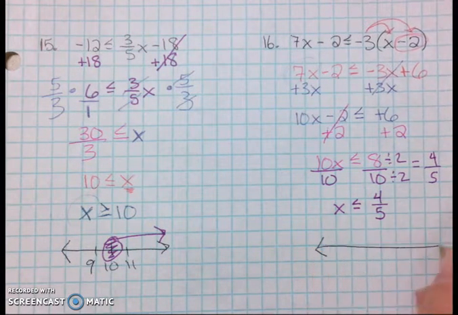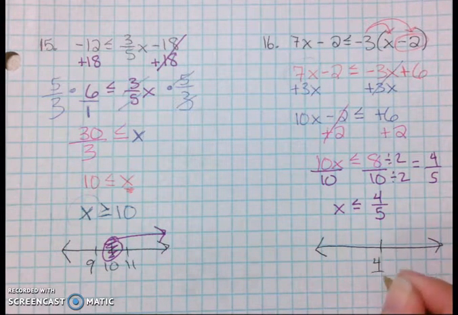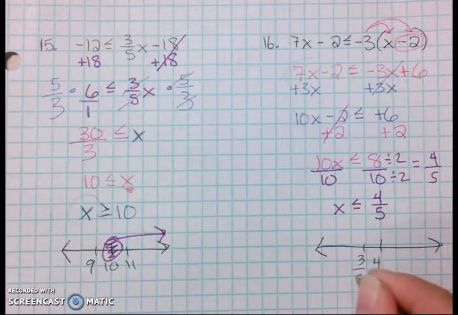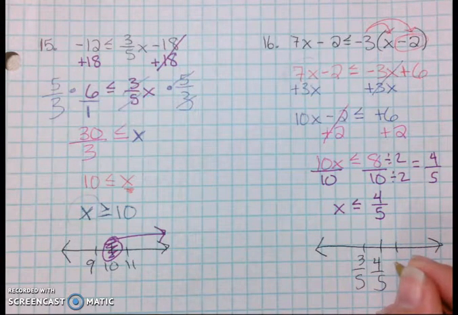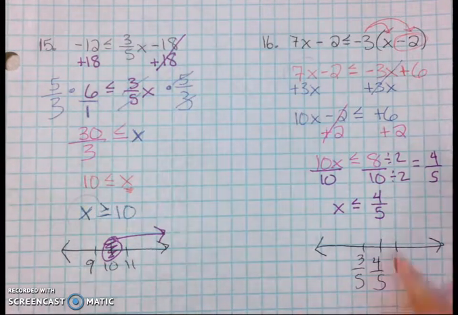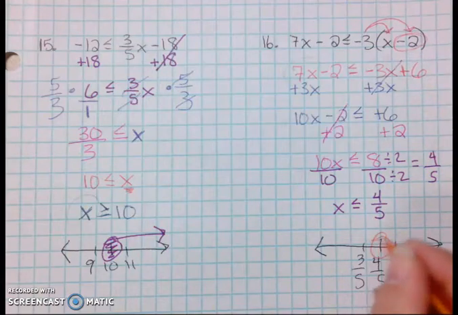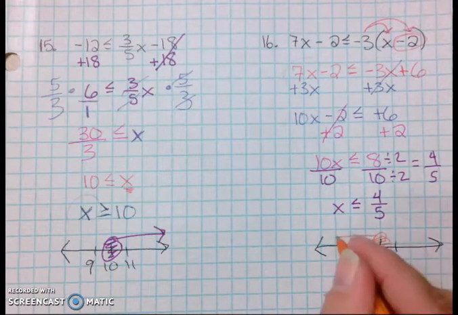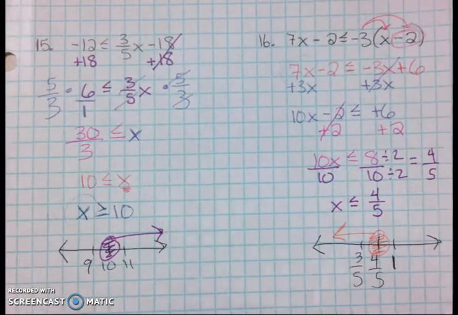And so graphing this, if this is 4 over 5, I'll make this 3 over 5, and I'll make this 5 over 5, which is the same as 1. Alright. Circle it. We fill it in, so there's a line underneath, it can equal that, and less than goes to the left. Hope that helps you.